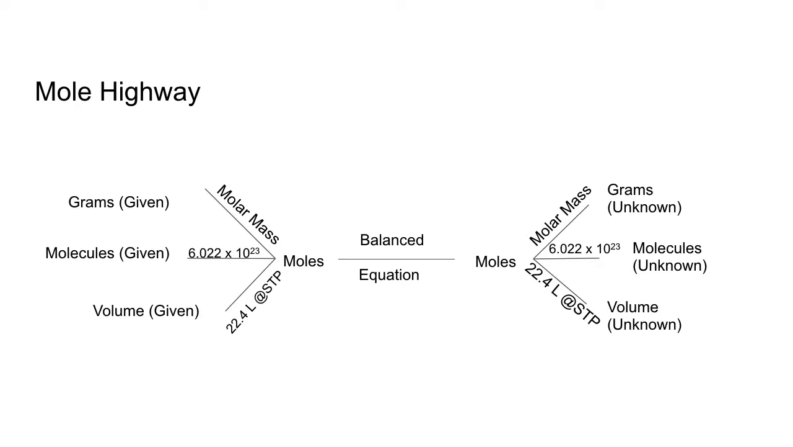The mole highway is very useful when doing stoichiometry. It basically tells you how to get from point A to point B. Let's say that you're given a specific amount of grams and are asked to find the amount of grams that came from the product of the reaction.